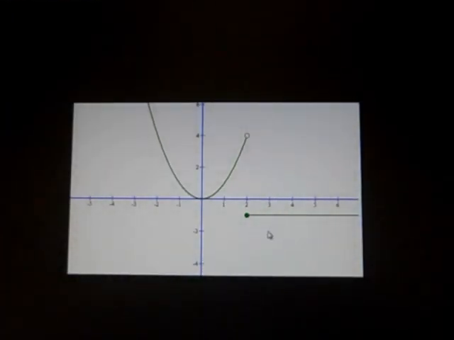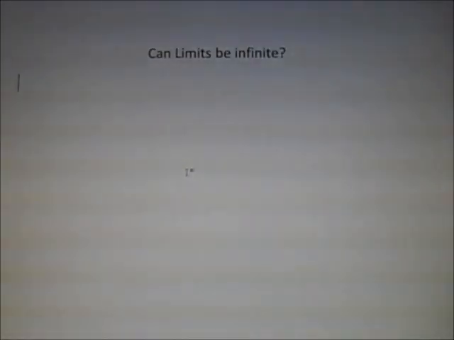So all of the ones that we've done have been finite, even our piecewise function. We said that the limit as x approaches 2 from the right was negative 1, and the limit as x approached 2 from the left was 4. And then we said the limit did not exist because those two numbers were different. Now let's look at, can a limit be infinite? I'm going to look at two examples.